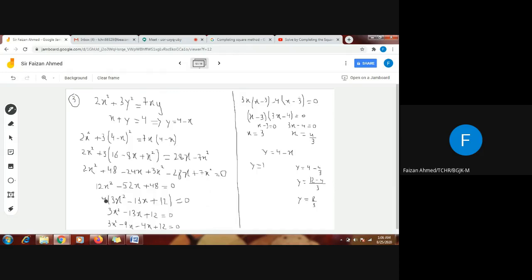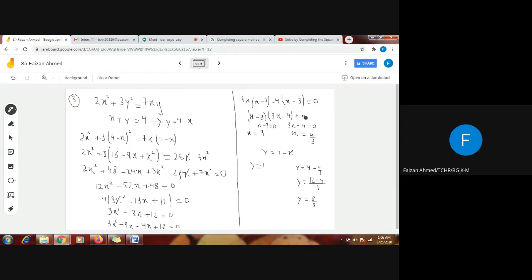On simplification, I have taken 4 as common, and my quadratic equation is 3x square minus 13x plus 12. So I have applied the middle term breaking method, that is 36x square. 9 times 4 is 36, so minus 9x and minus 4x will be my middle term factors. And on taking common, the two brackets are x minus 3 and 3x minus 4.